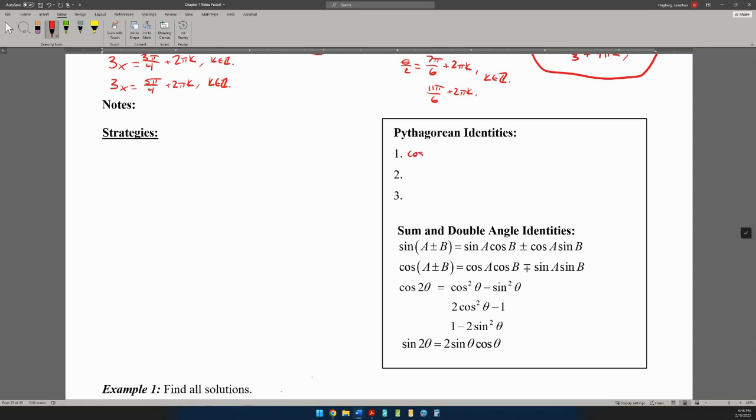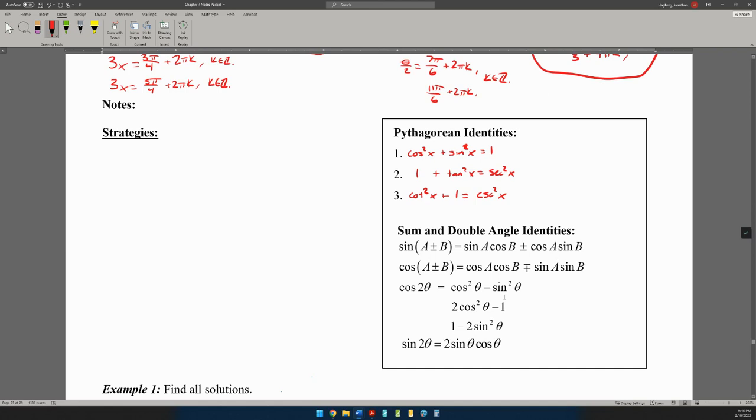The first is the one we all know and love, cosine squared x plus sine squared x is equal to 1. And then if we divide both sides by the cosine squared, we get 1 plus the tangent squared x is equal to the secant squared of x. And then if we divide that original equation by sine squared, we get cotangent squared plus 1 is equal to the cosecant squared. So we have to be familiar with all three of the forms of the Pythagorean identities, as well as any rearranged Pythagorean identities. So when we move some of those terms around.